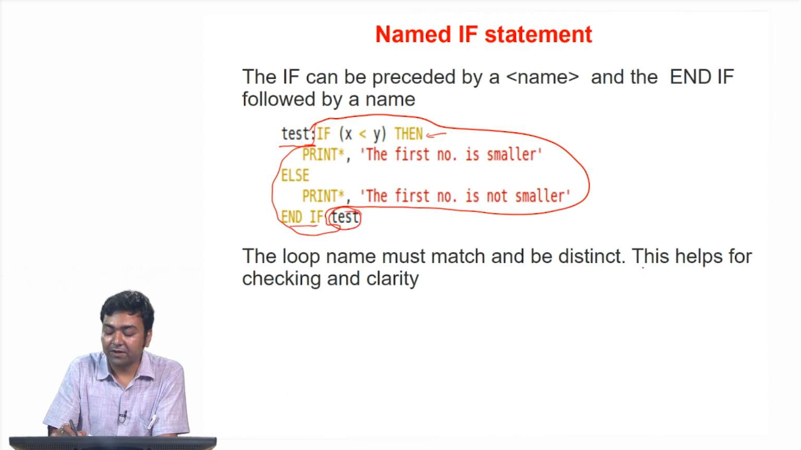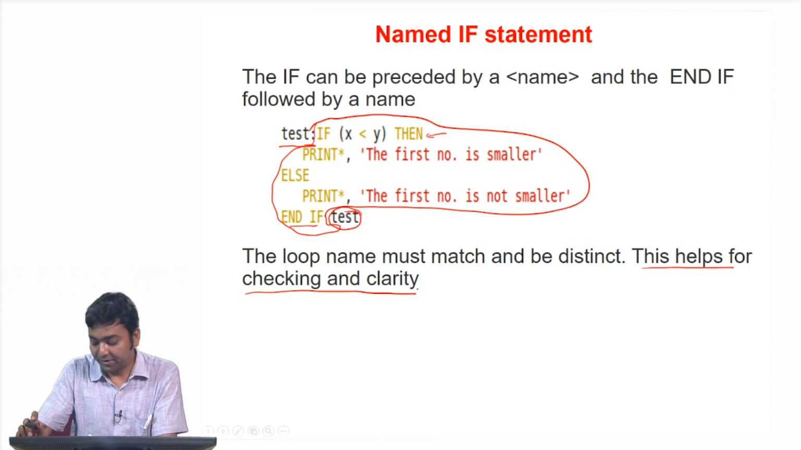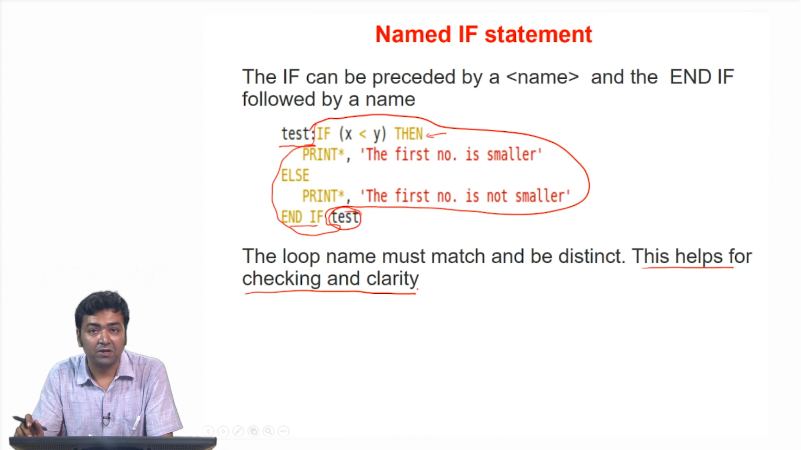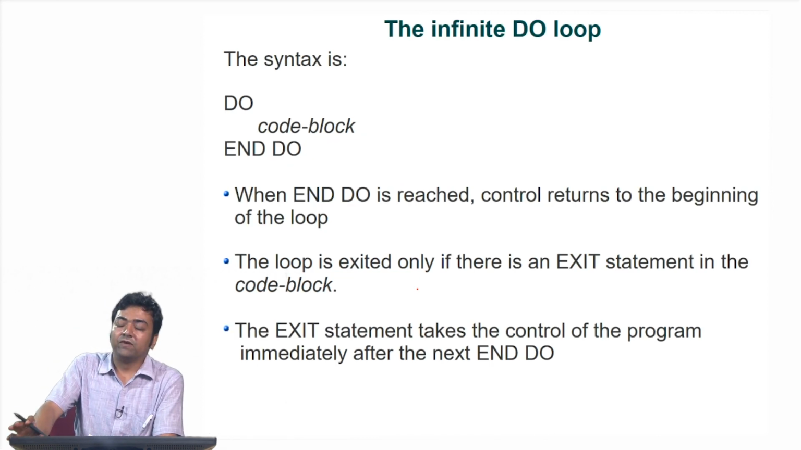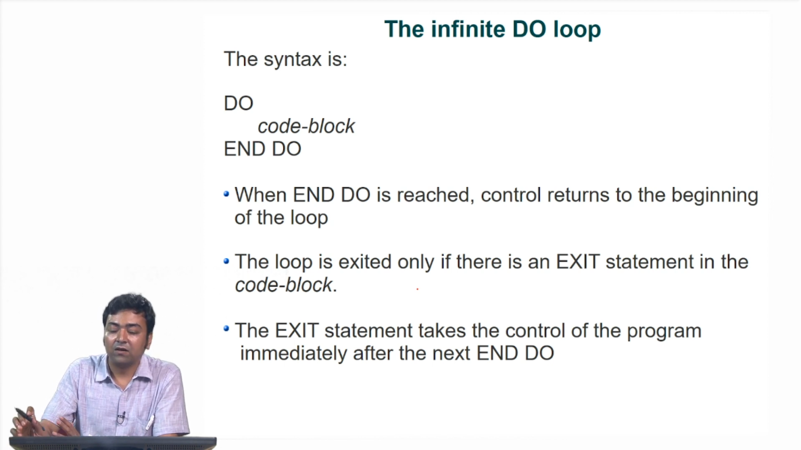The advantage of this is that it gives clarity in your program and helps you in checking mistakes or debugging. Okay, so till now we saw how to execute conditional statements, and then also we saw one, I would say, crude way of doing a set of instructions repeatedly. A better and more sophisticated way to do it is using what is called the do loop.